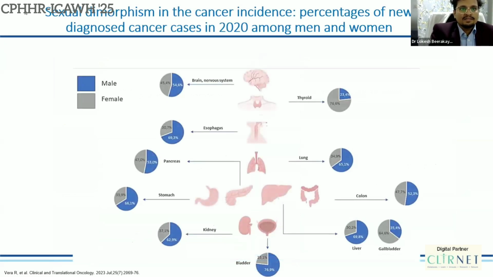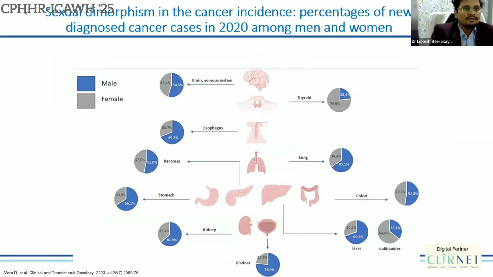Coming to the cancer incidence, you can see the percentage of new diagnosed cancers in 2020 among men and women. Most of the cancers, males have a preponderance, let it be the brain and nervous system cancers, or especially the esophageal cancers. Males have more incidence. Coming to the females, I think in women, thyroid cancers are on rise, and even gallbladder cancers.